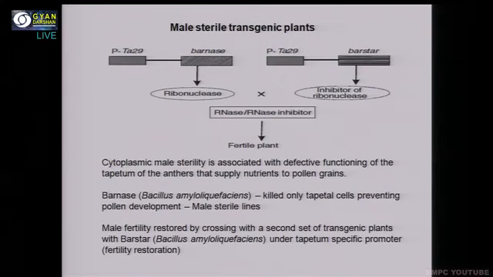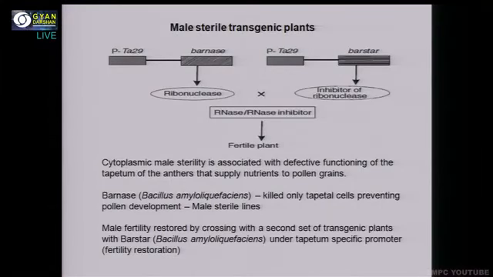So if you can generate a male sterile plant, then there is no question of this pollen escape or pollen transfer. That is the main fundamental purpose of doing this work, to generate a male sterile plant. That means you have to generate pollen grains which are sterile, which are non-functional. Cytoplasmic male sterility is associated with defective functioning of the tapetum of the anthers that supply nutrients to the pollen grains. So the tapetum layer in the anther, what is its function? It provides nourishment to the pollen grains.